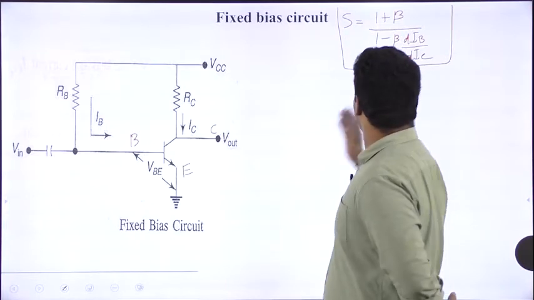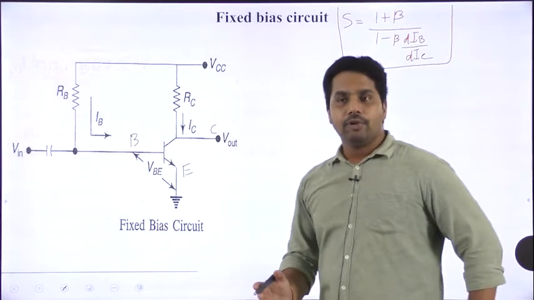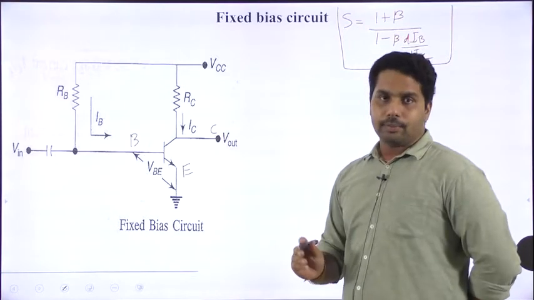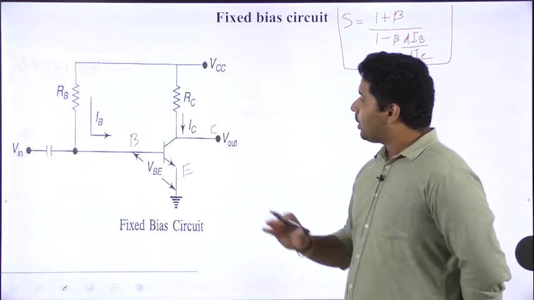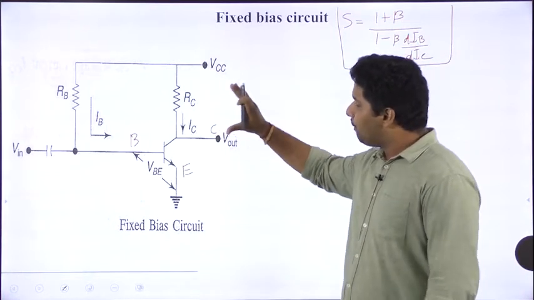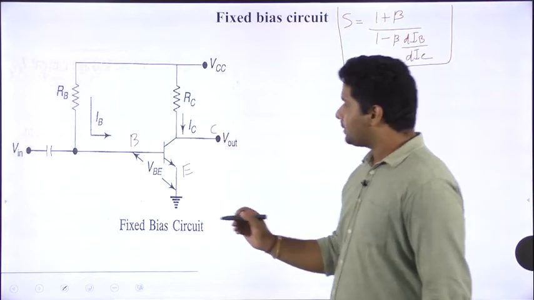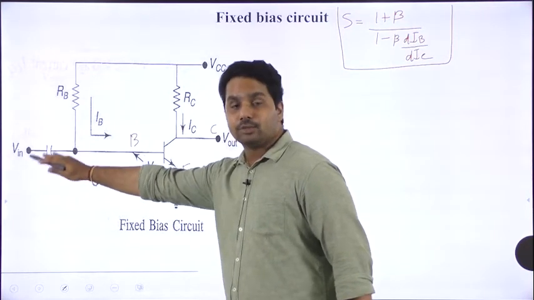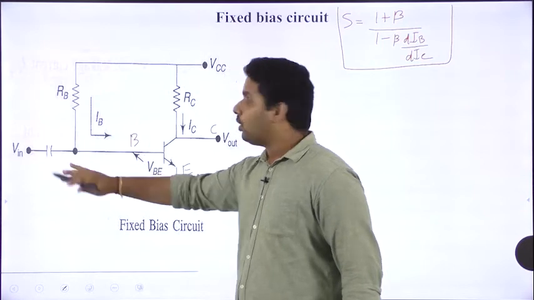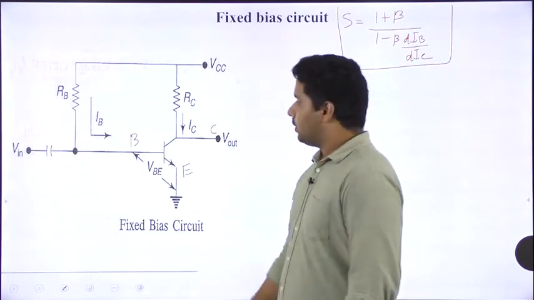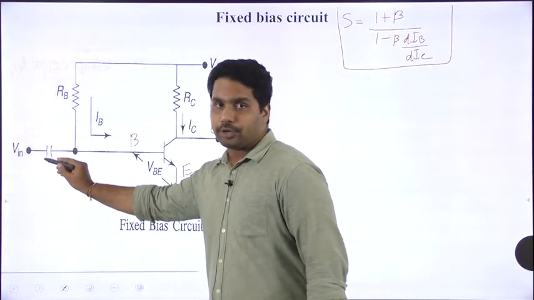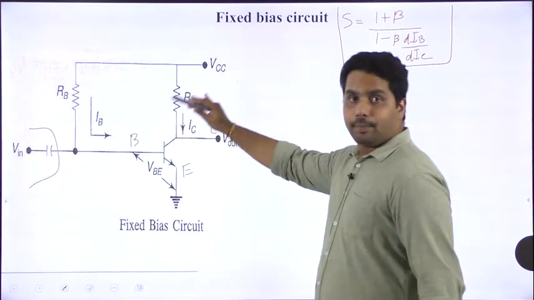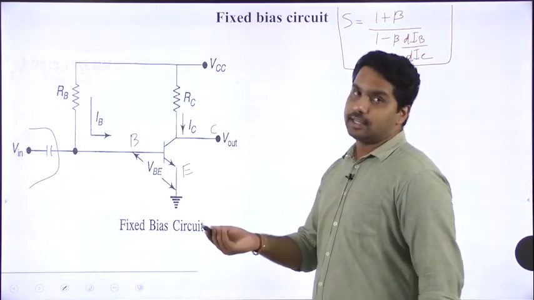In order to get this dIB/dIC, we have to do DC analysis on this particular circuit. DC analysis means this circuit will be a pure DC circuit. For that purpose, the capacitor should be open circuited, and there should not be any AC signal, only DC signal. So this capacitor will be open circuited, and this part won't be there. The remaining things are considered for the DC analysis.